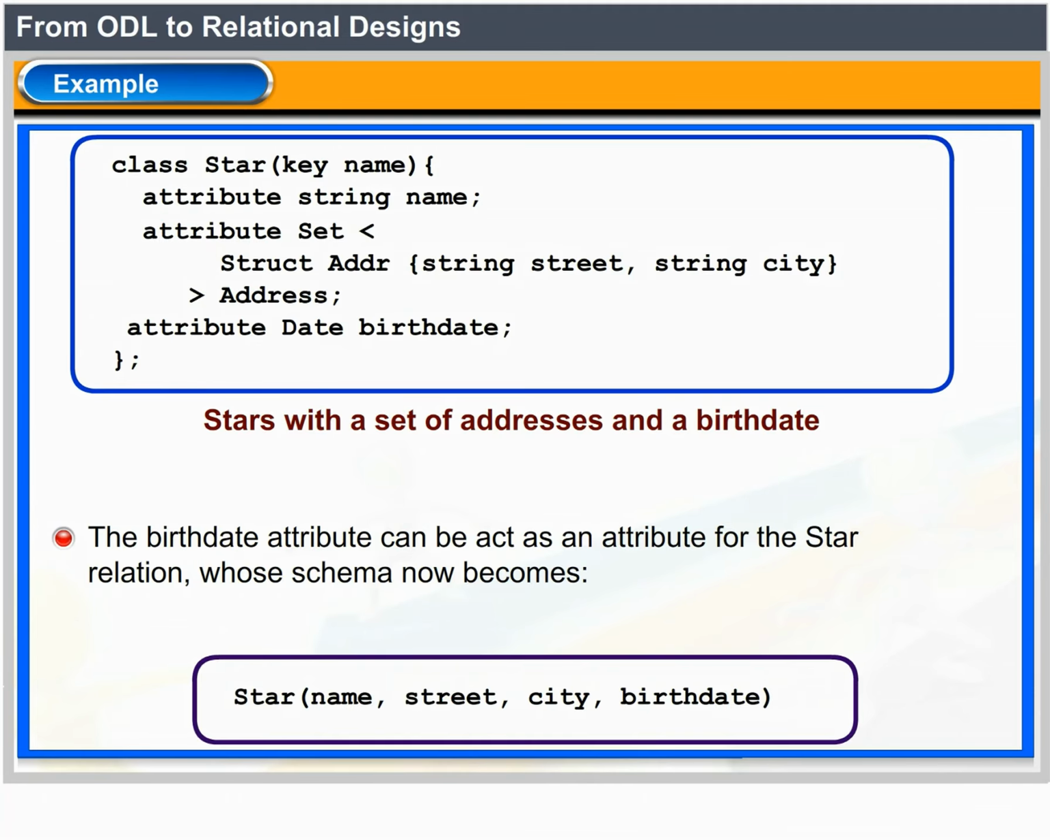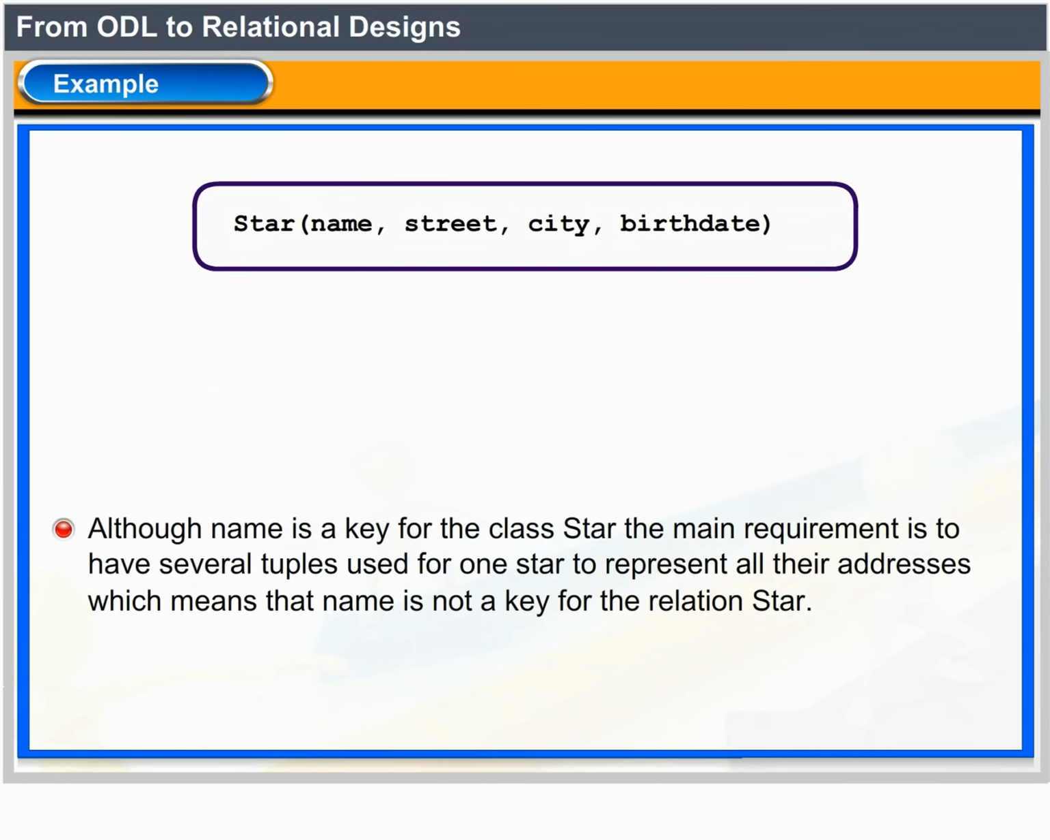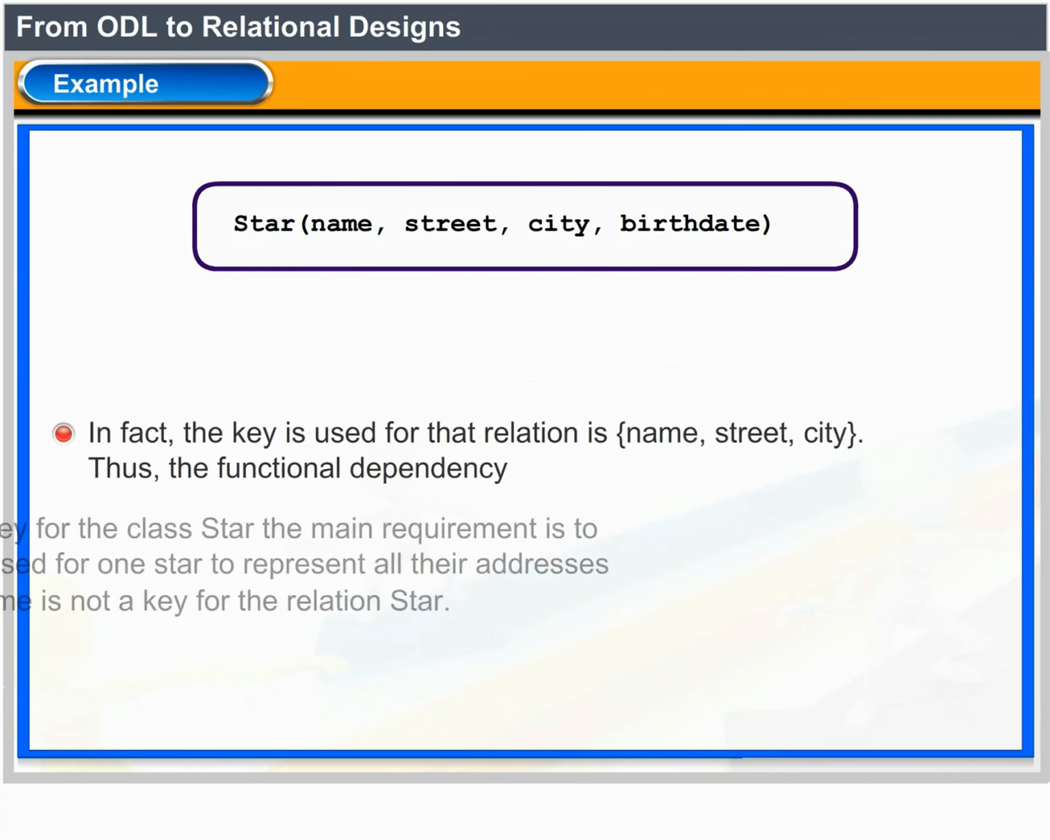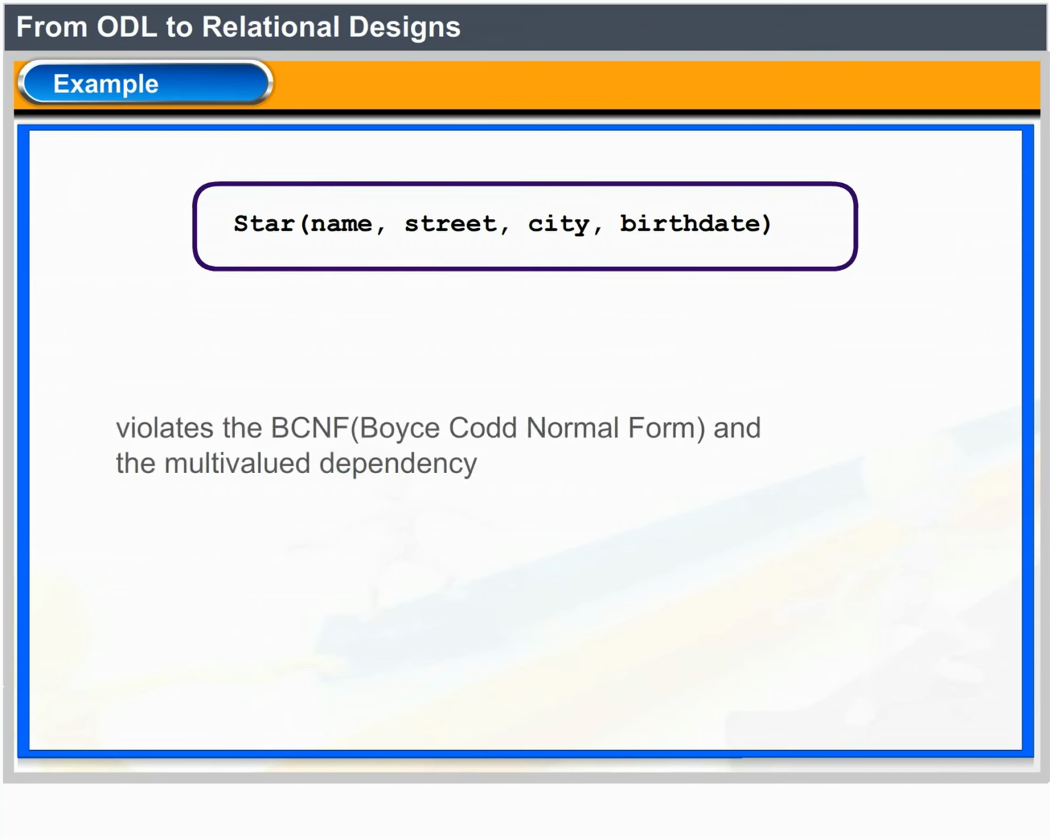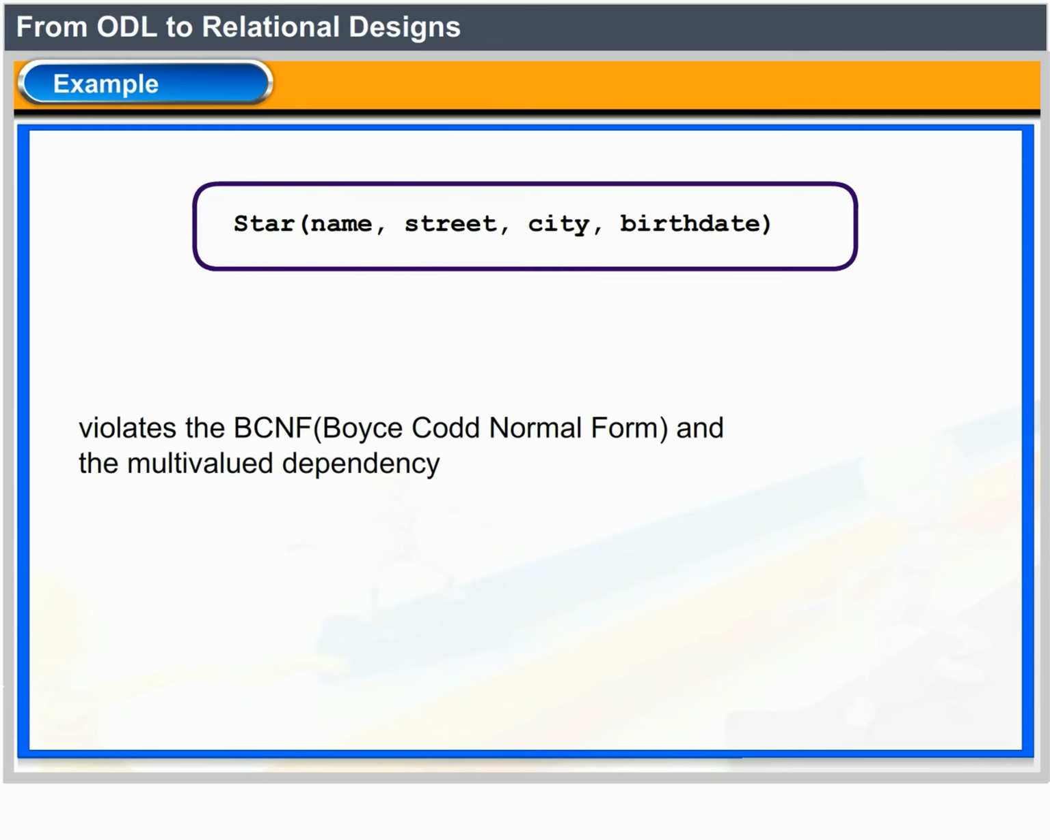Although name is a key for the class star, our need to have several tuples for one star to represent all the other addresses means that name is not a key for the relation star. In fact, the key for that relation is name, street, city. Thus, the functional dependency name determines birth date is a BCNF violation, and the multivalued dependency name multi-determines street, city is a 4NF violation as well.